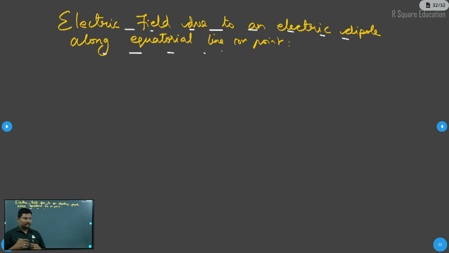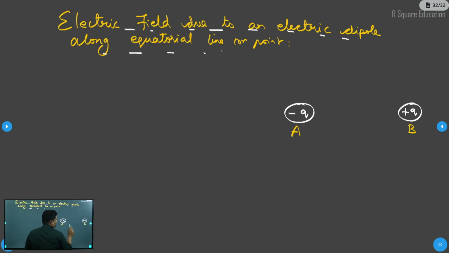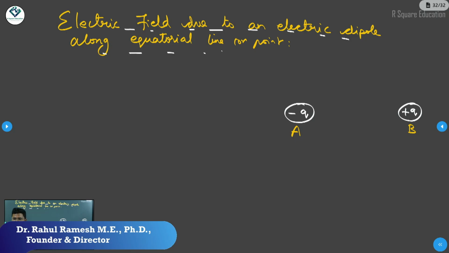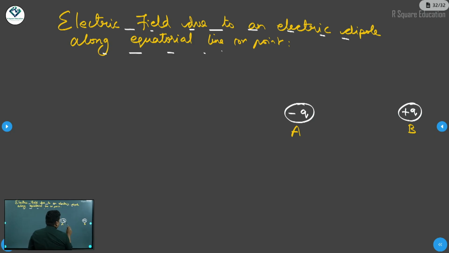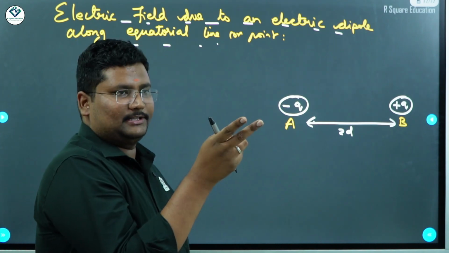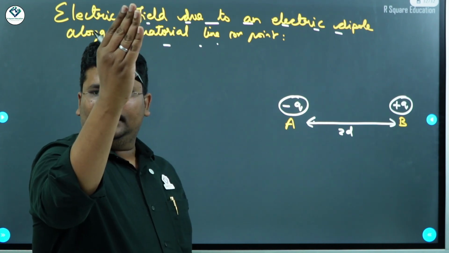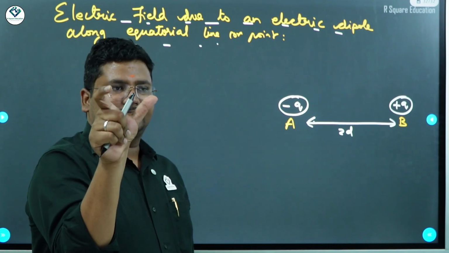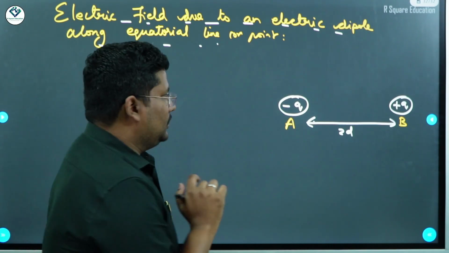So with respect to the dipole, what you are going to do now is, let me take minus q at position A and plus q at position B, and they are going to be separated by a distance of 2d, right? In the previous derivation, along the axial line, we took a center point between minus q and plus q, and we drew a line at position P at a distance r. The same you are going to do here.